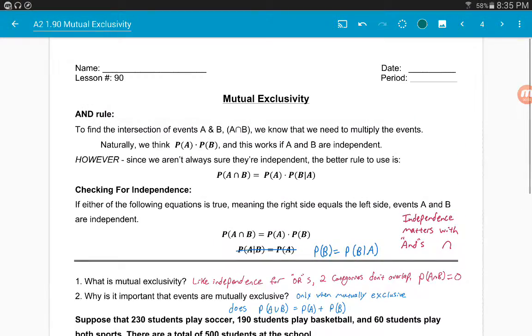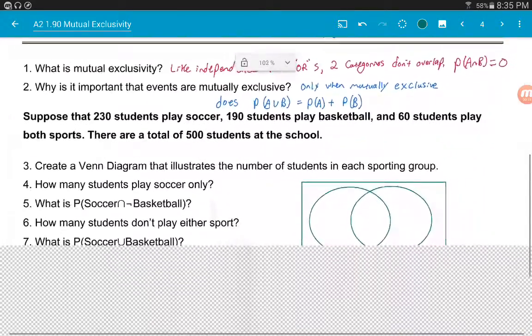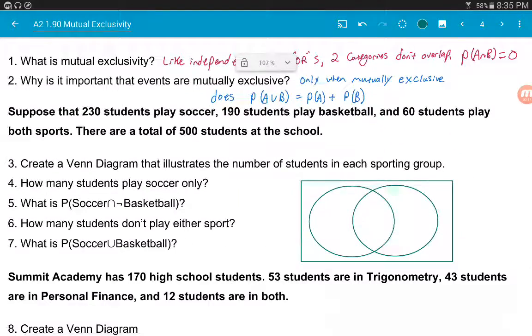Okay, here's a video on lesson 90, which is on mutual exclusivity. The top is just a summary of independence and the rules of intersections. What we're doing today is looking at mutual exclusivity. Mutual exclusivity is like independence, but for OR probabilities.